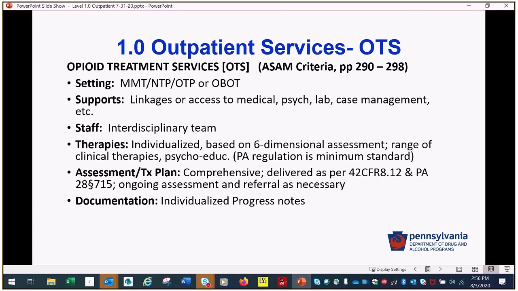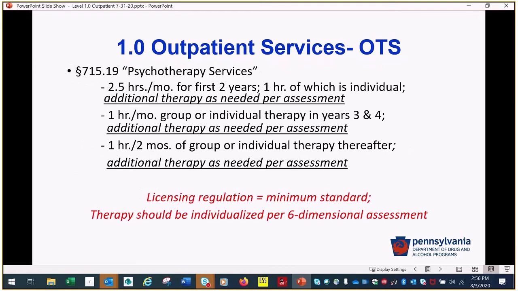And this is evidenced in two ways. While OTPs or narcotic treatment programs are licensed as outpatient providers, which would mean that therapy services and hours according to ASAM would be delivered according to outpatient or even intensive outpatient treatment hours, the 715 regulations indicate a minimum standard that is far less, which are the timeframes noted on the slide: 2.5 hours a month, 1 hour a month, or 1 hour every 2 months, depending how long an individual is active in the program.